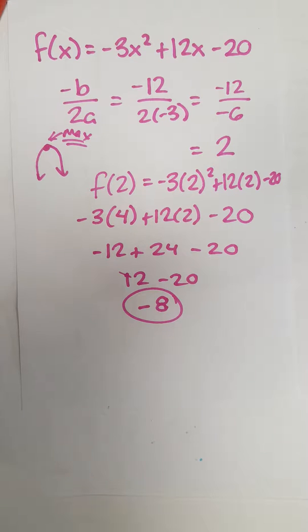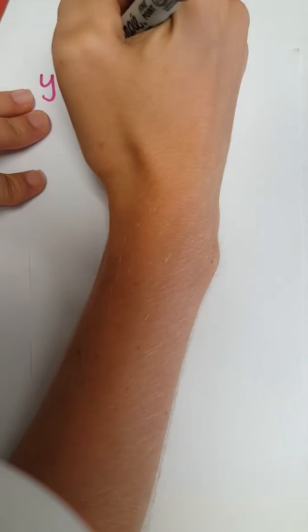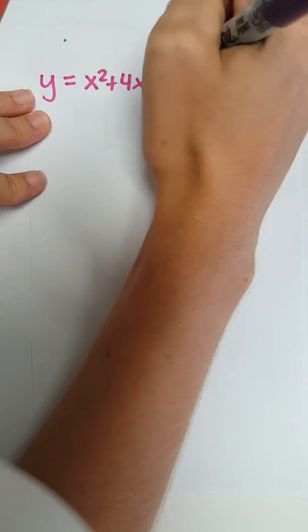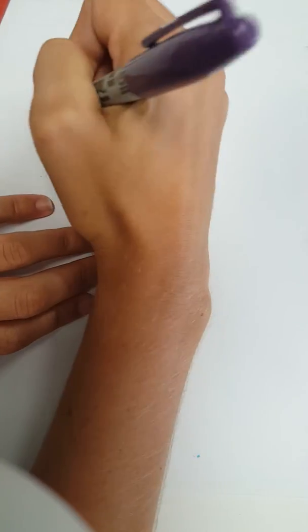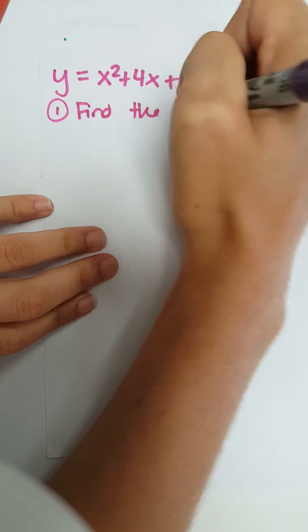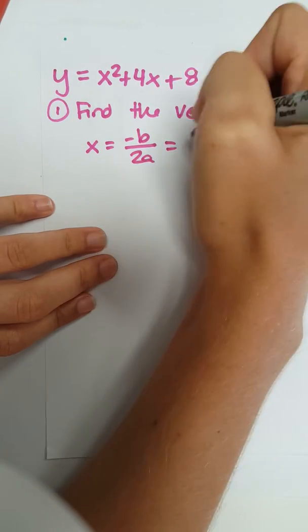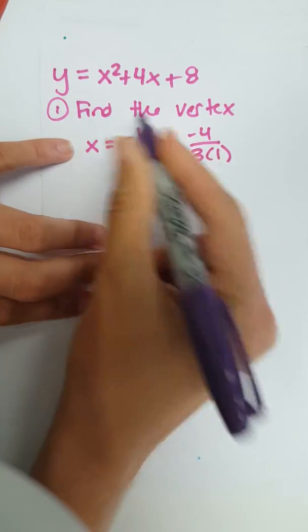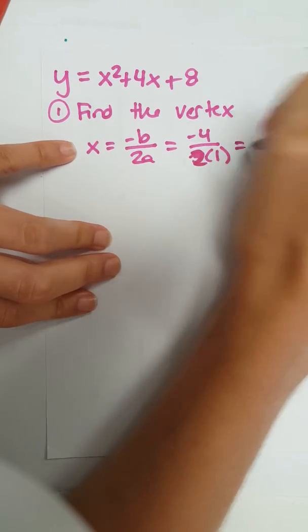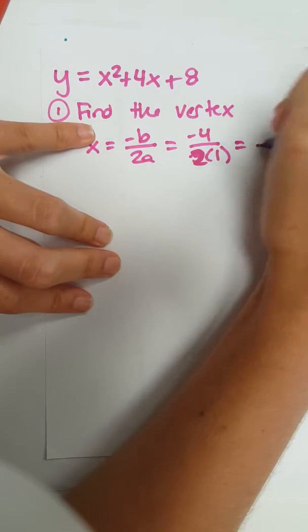Hopefully you are to the point where you are able to graph things. So let's check your bell work and see how you guys did. Okay, so the first question in bell work was y equals x squared plus 4x plus 8. Okay, first things first, find the vertex. Okay, so x equals negative b over 2a. Negative 4 over 2 times 1, right? Whoops, 2 times 1, my bad. Okay, negative 4 divided by 2 is negative 2.